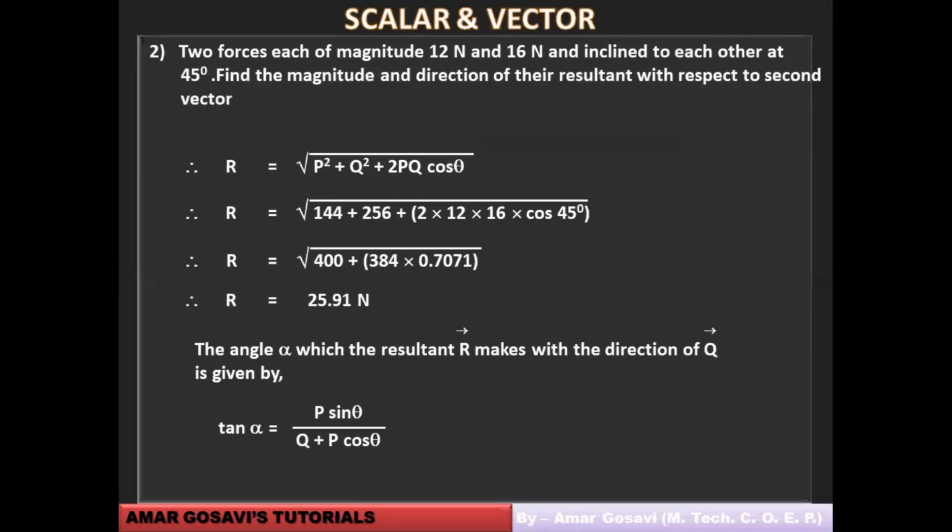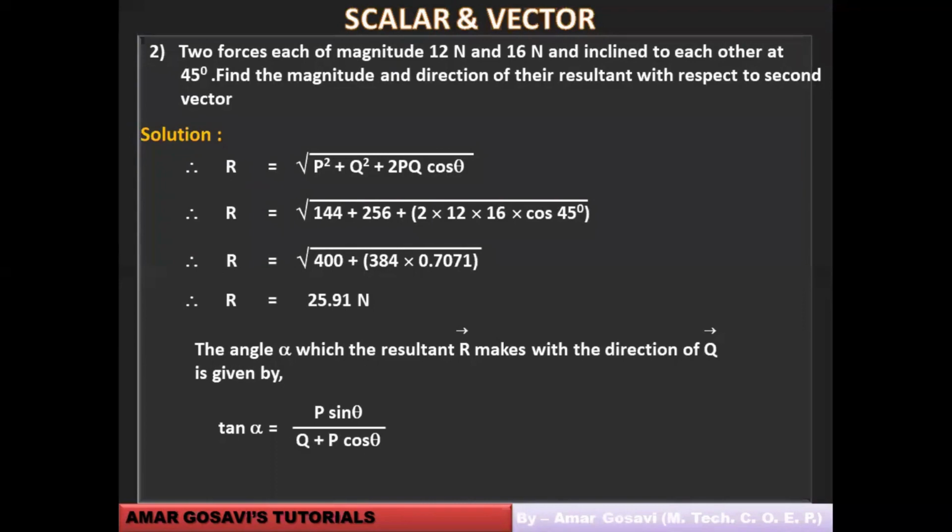Here, in this case, they have given you the values of the two forces, friends. You can see 12 Newton and 16 Newton. So P is 12 and Q is 16. So P square will be 144. 16 square will be 256. 2 into 12 into 16. And the angle between them is 45. So cos 45, you can see. Cos 45 means 0.707 or 1 upon root 2, one and the same.